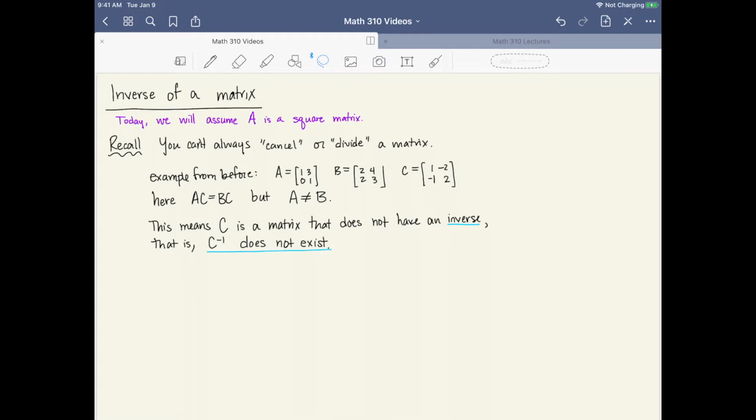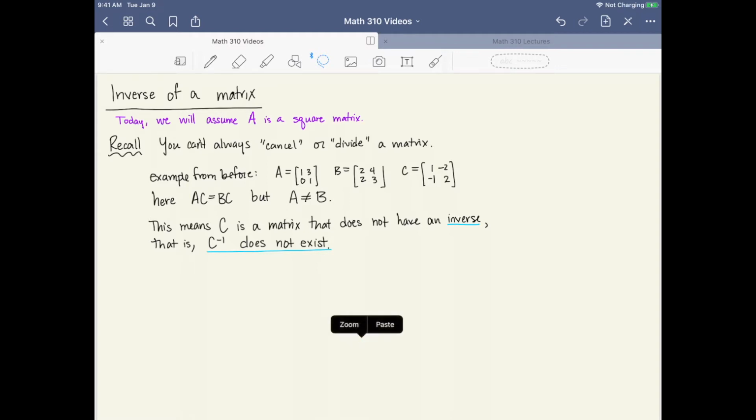And what's happening here is that C is a matrix that does not have an inverse. The inverse of C does not exist. We would call C a matrix which is not invertible or singular. So let's define what it means for a matrix to have an inverse.